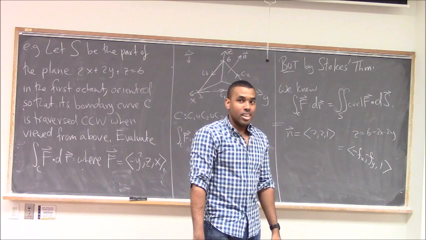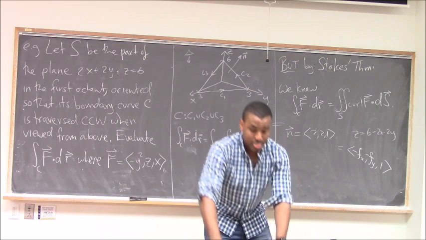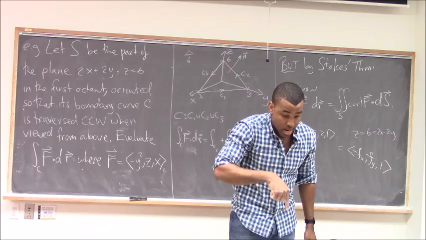I didn't know. I get it now. Imagine this tabletop is the plane. Right? I have a curve that's going around in this direction on the plane. Because when I'm looking down, it's like that.